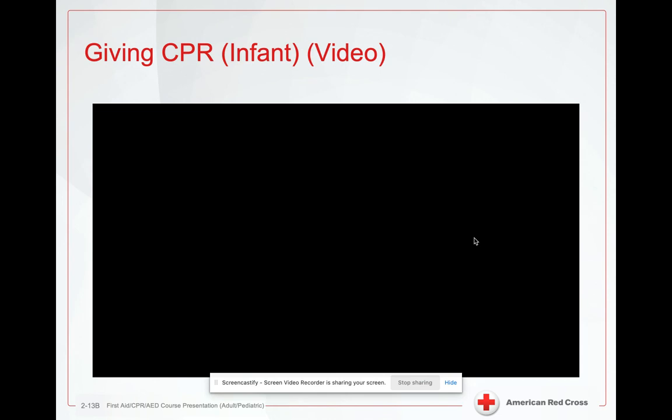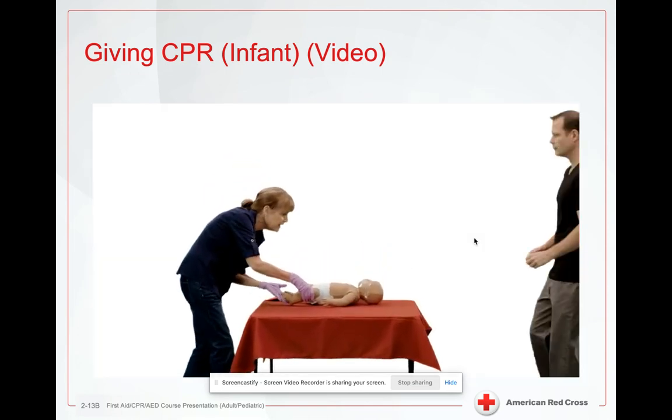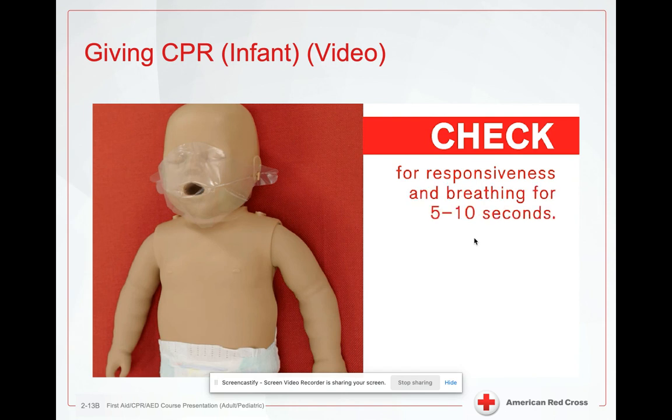So moving on to giving CPR to an infant. If an infant is unresponsive and not breathing or only gasping, assume cardiac arrest and begin CPR. Ensure the infant is on her back on a firm, flat surface such as the ground.